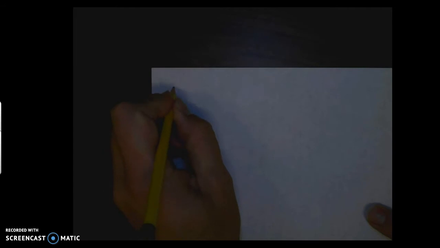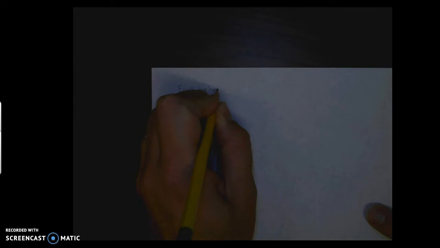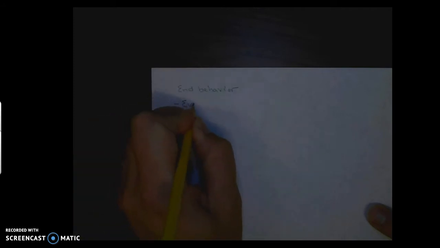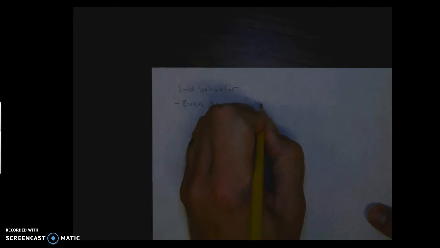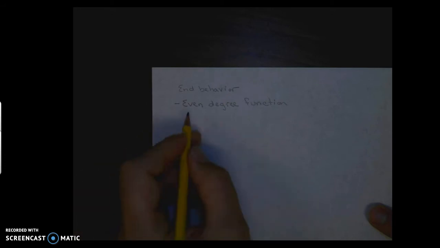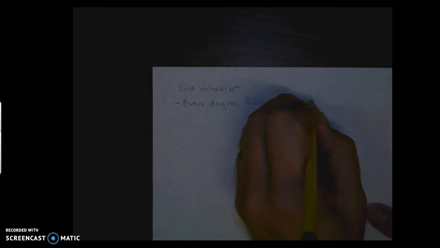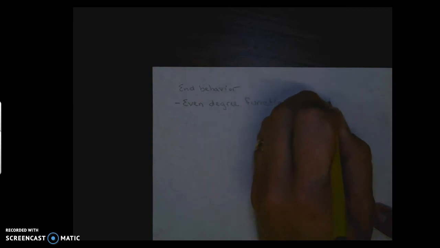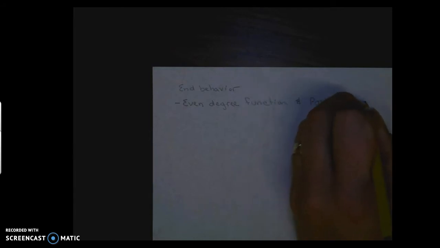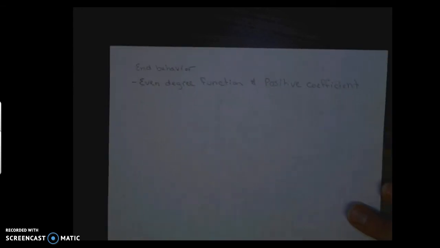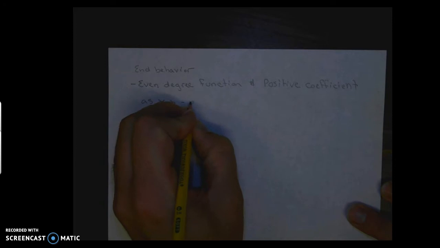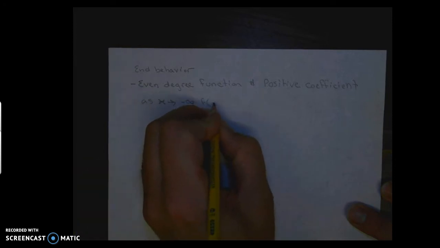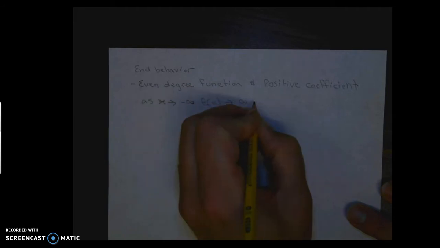So for an even degreed function, okay, and positive coefficient, we're going to write as x approaches negative infinity, that's the left-hand side that I showed you, f of x, which is y, is going to approach positive infinity. That's your up on your left.